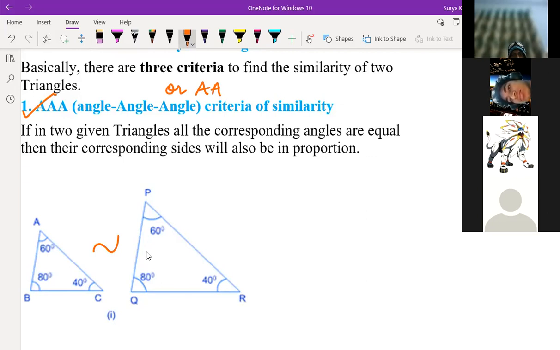Is it clear, children? Anyone having doubt? Chanchal, is it clear to you? No, sir.